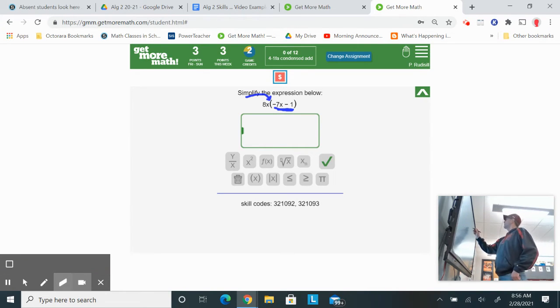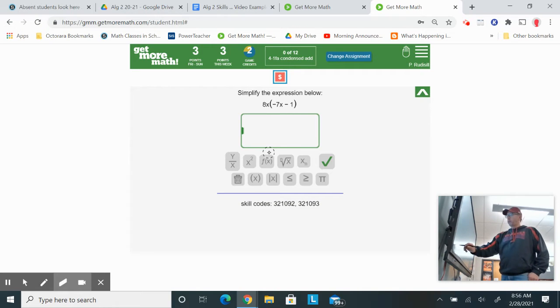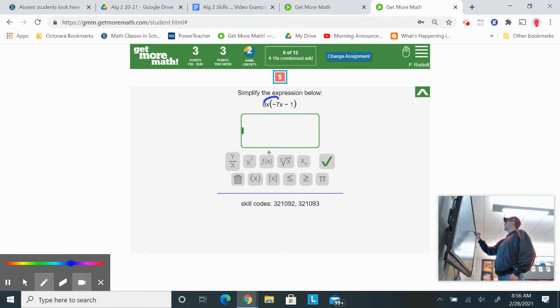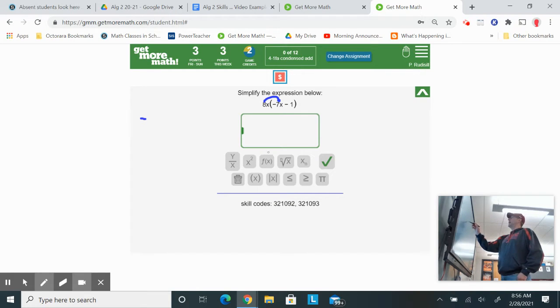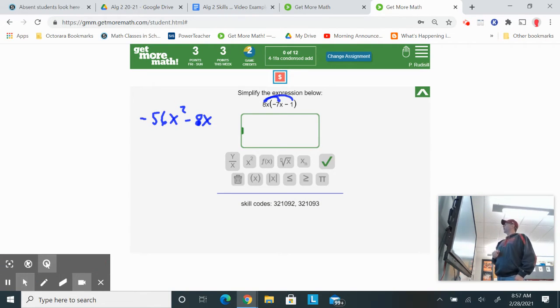What I would do is distribute the 8x times the first term. 8x times negative 7x is negative 56x to the second power, because when you multiply exponents, x to the first times x to the first, you add the exponents. Then we have minus 8x times 1, which would just be 8x. We cannot subtract those or simplify those any further, so that's what I would type in right in here.